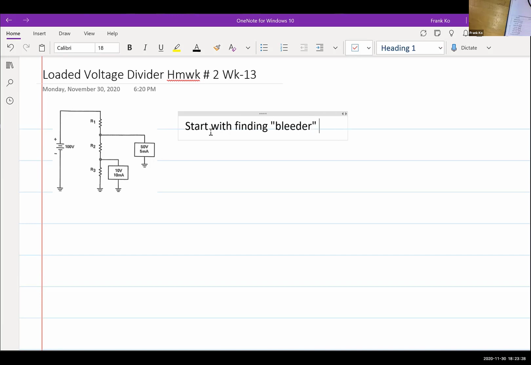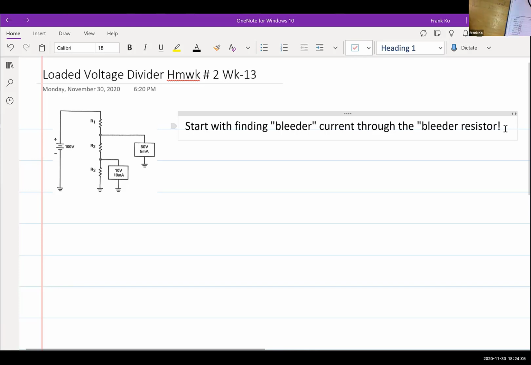So start with finding bleeder current through the bleeder resistor. So that begs the question, which one of these is the bleeder resistor? And to help you out with this, yes, you called it out correctly. It is in fact R3.